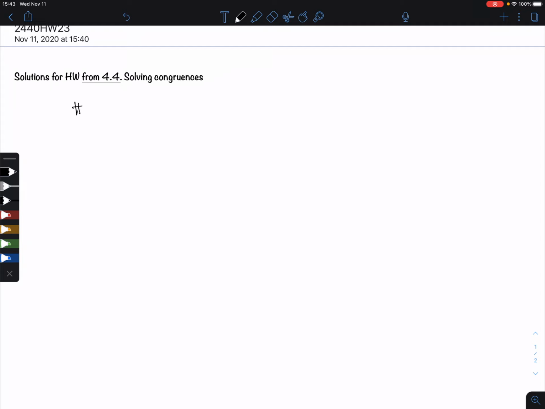So number 12 was the first one I assigned, and 12a was: solve 34x ≡ 77 modulo 89. I noticed that the textbook sometimes writes this modulo 89 in parentheses. I'm not entirely sure why they do this. Sometimes they do, sometimes they don't. It's as common to write it without parentheses as with, so I'm just going to stick to that.